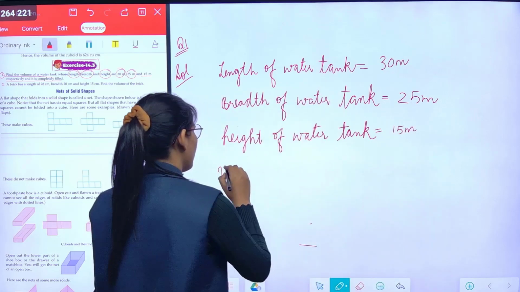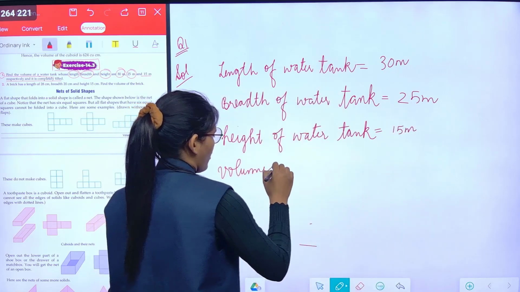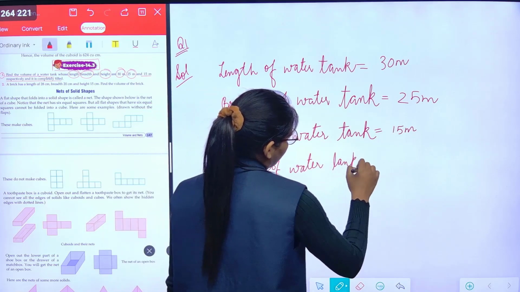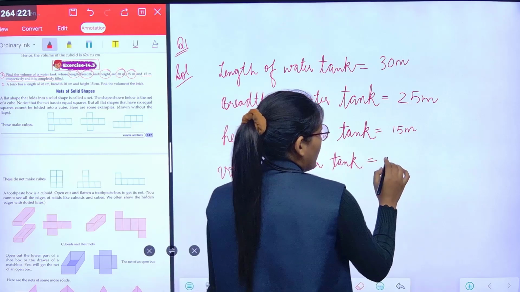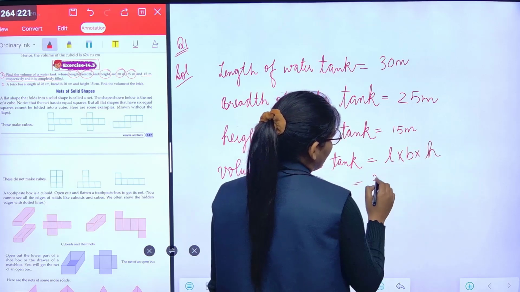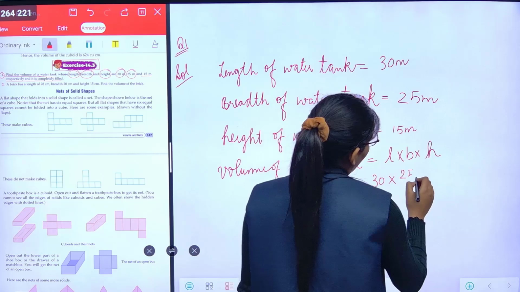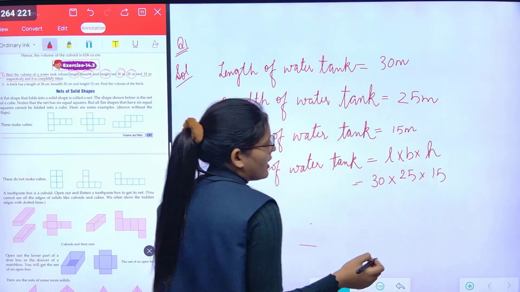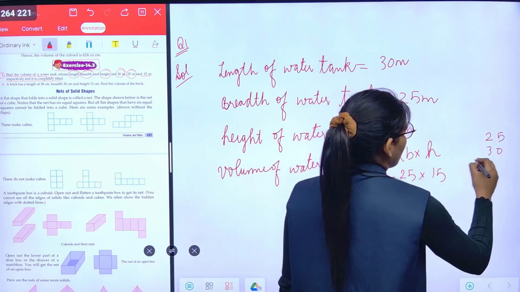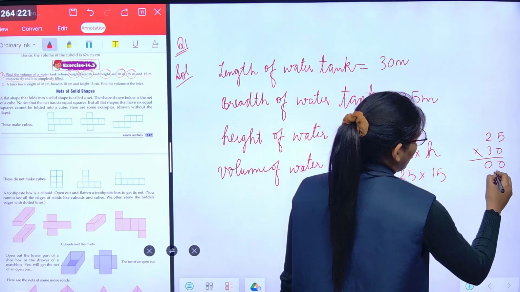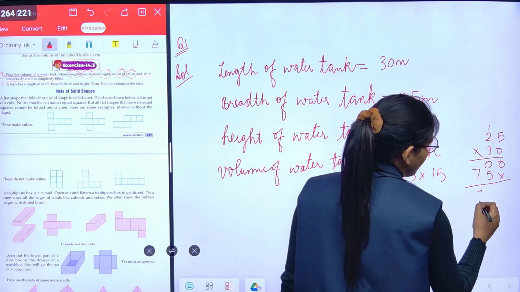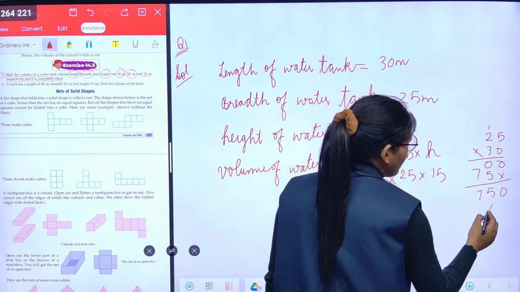Understand class? So volume of water tank is equal to length into breadth into height. So length is 30, breadth is 25 and height is 15. So class, you will multiply 25 multiplied by 30. Now class, 3 fives are 15, 3 twos are 6 plus 1, 7, it is 750. Now class, multiply by 15.